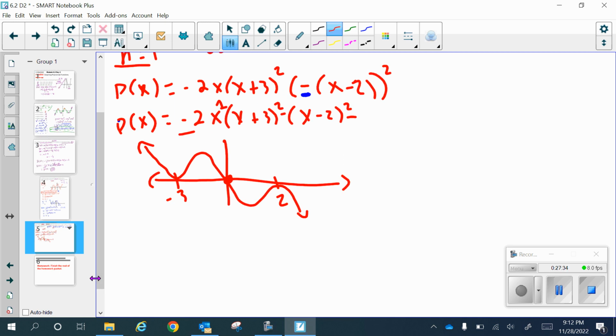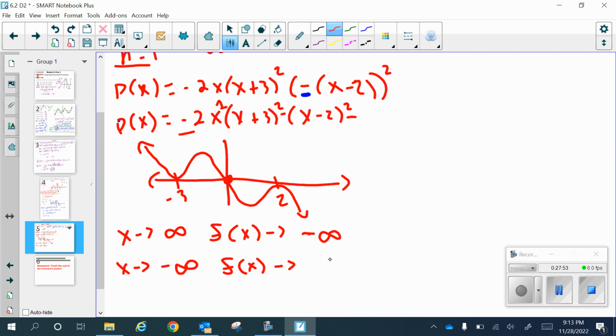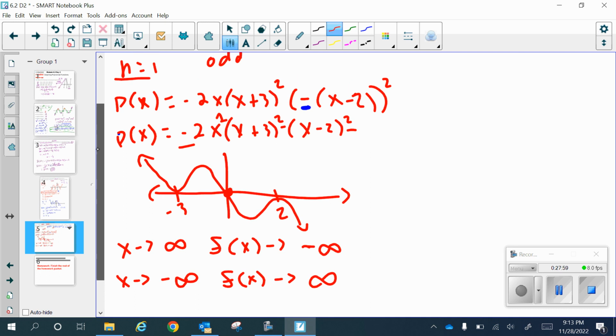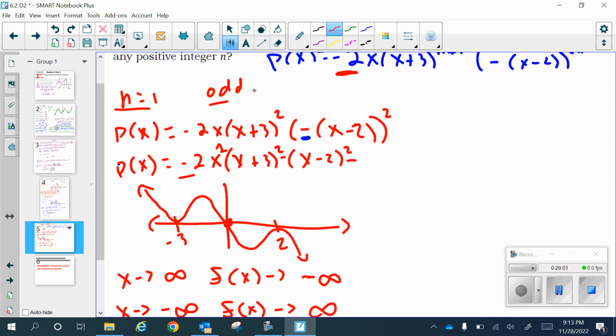So my end behavior here, when n makes the polynomial an odd degree polynomial, is as x goes to infinity, f of x goes to negative infinity, and as x goes to negative infinity, f of x goes to positive infinity. So that's when n equals 1, or when we get an odd degree polynomial.